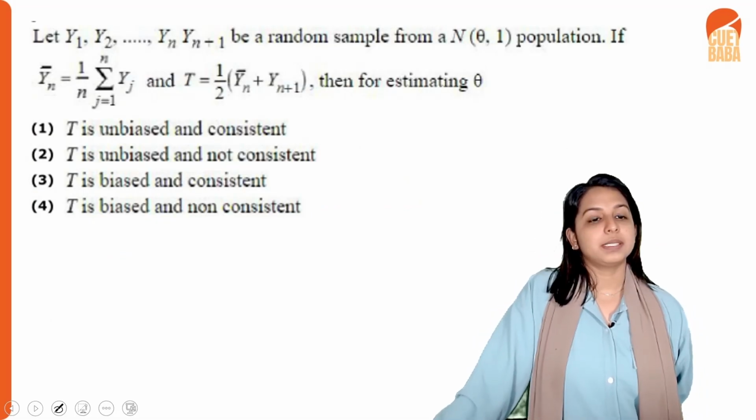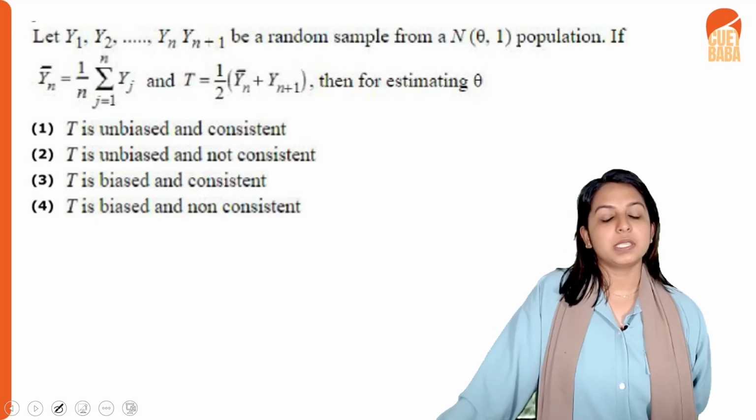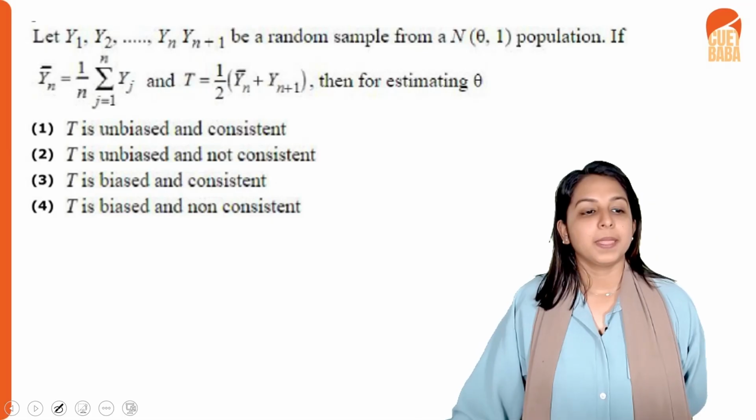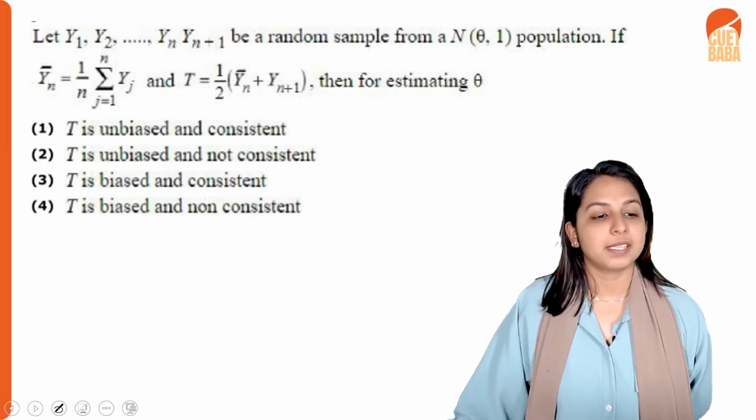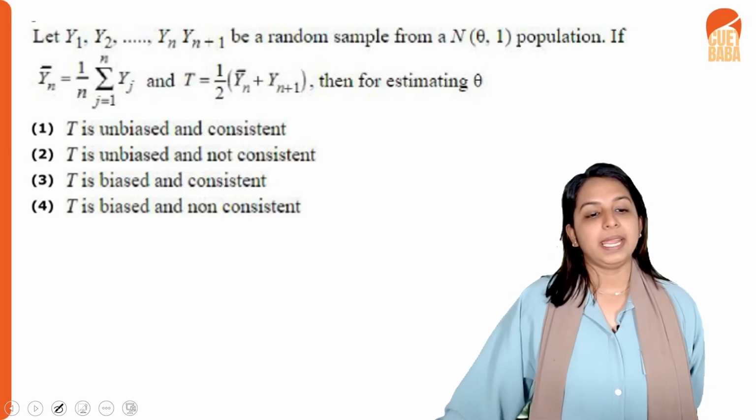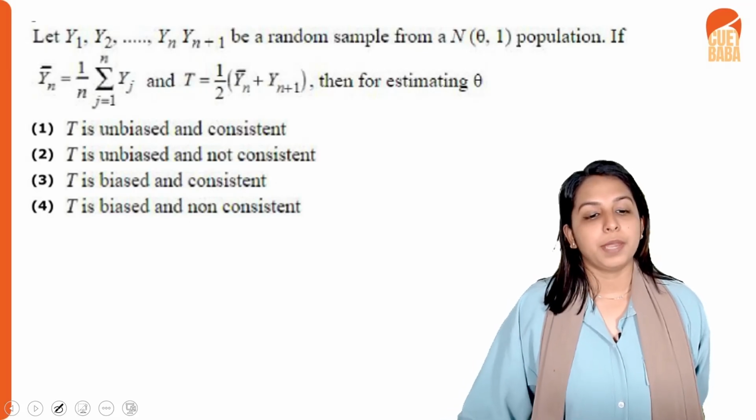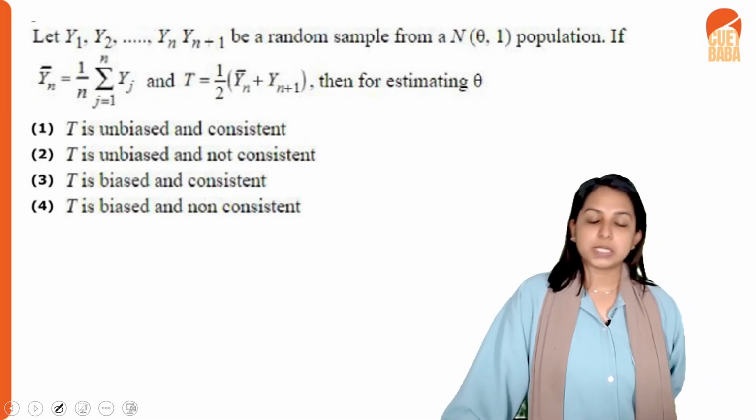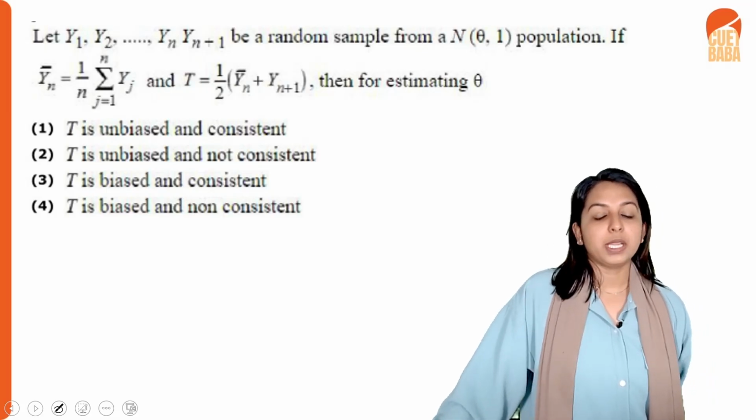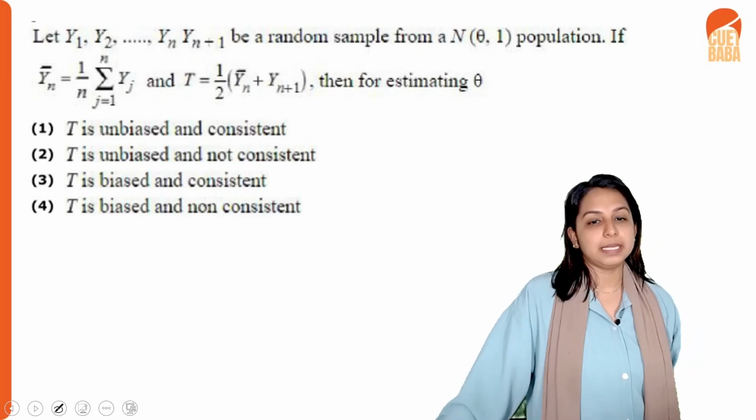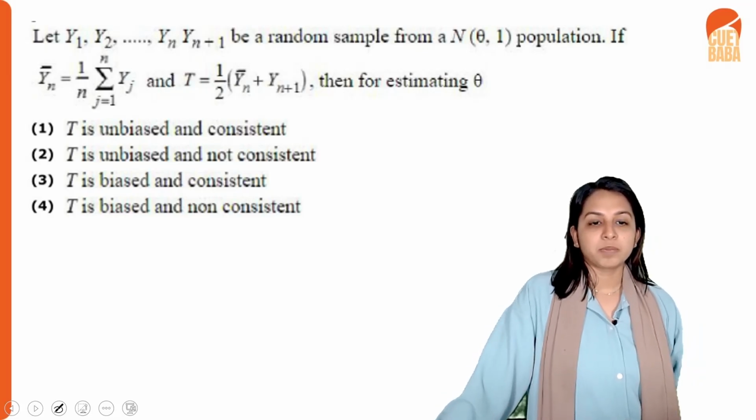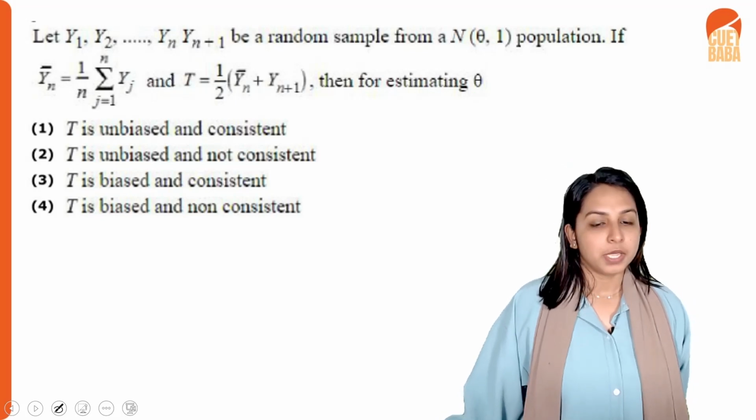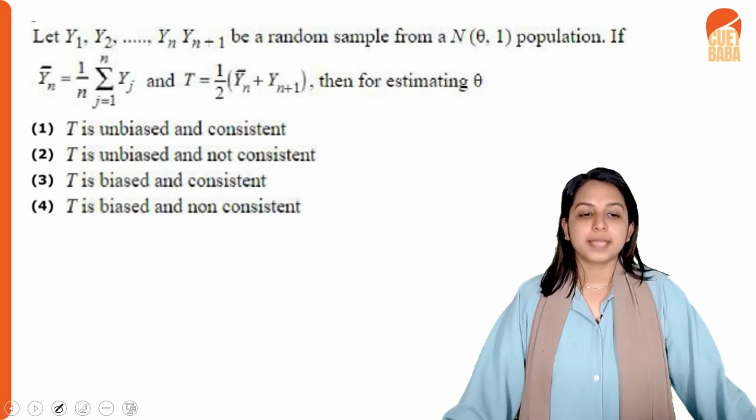Let y1, y2, etc. yn, yn plus 1 be a random sample from a normal theta, 1 population. If yn bar is equal to 1 by n summation j equal to 1 to n yj and t is equal to 1 by 2 (yn bar plus yn plus 1), then for estimating theta, 4 statements are given. The random sample is from a normal population with the parameters theta, 1. So we have to see which among the statements is correct.